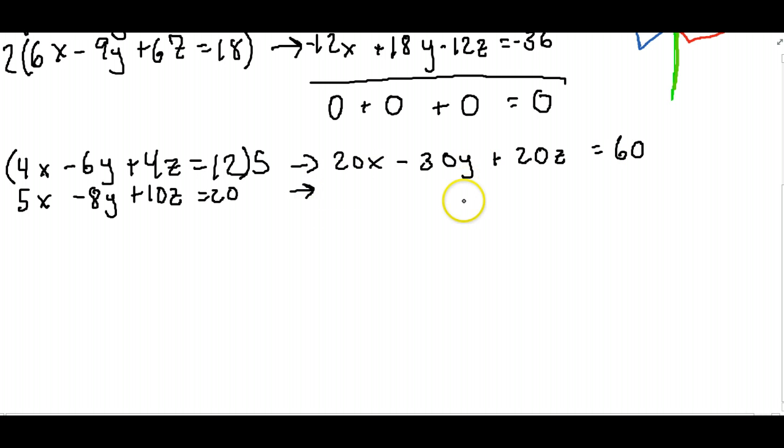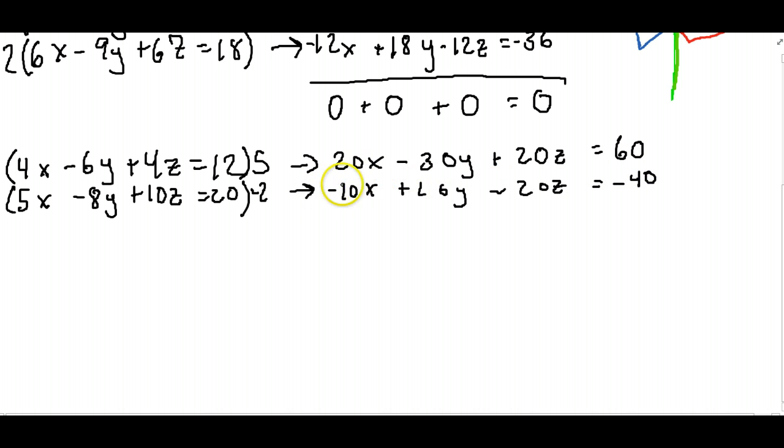Okay, so the second one. Now, we want the z's to drop out, and we have a positive 10. So let's multiply everything by a negative 2. See what happens. So we have negative 2 times 5, which is negative 10x. Negative 2 times negative 8 is a positive 16y. And then we have negative 2 times 10z gives us minus 20z equals negative 2 times 20 gives us a negative 40.